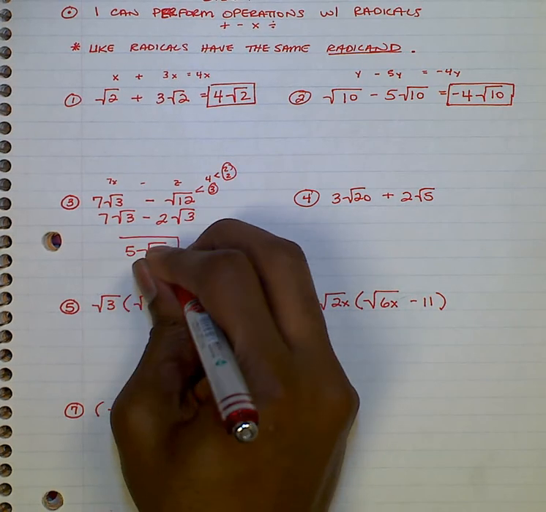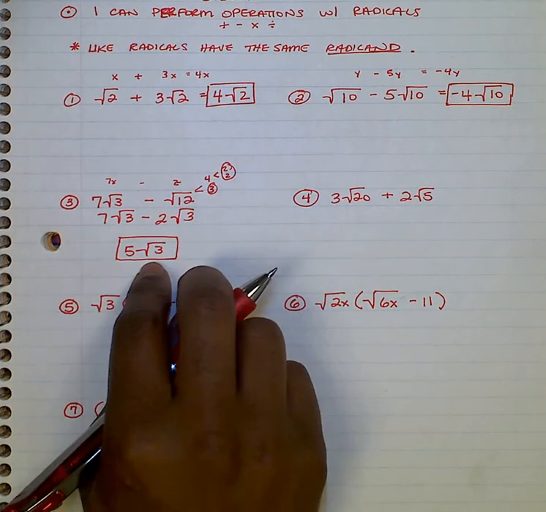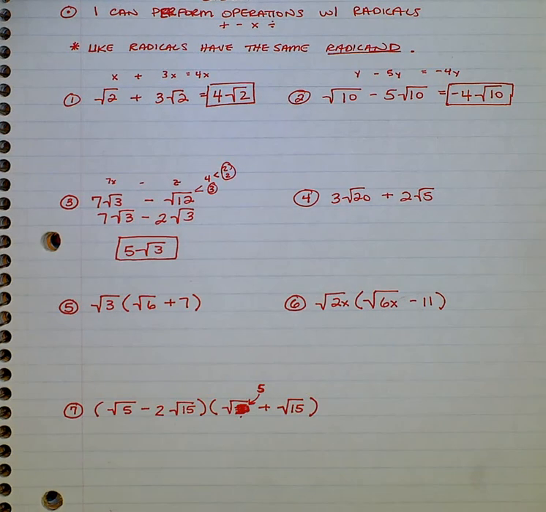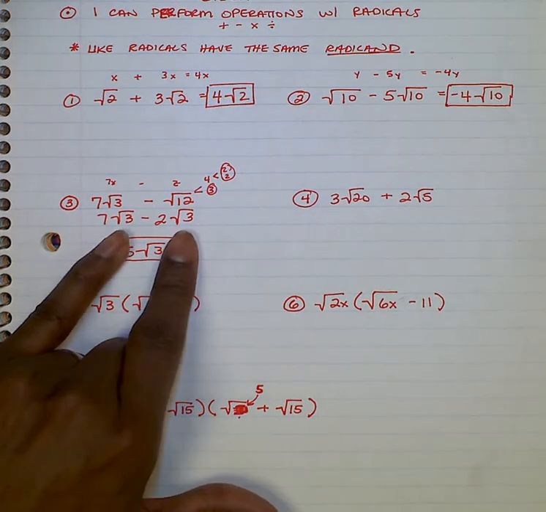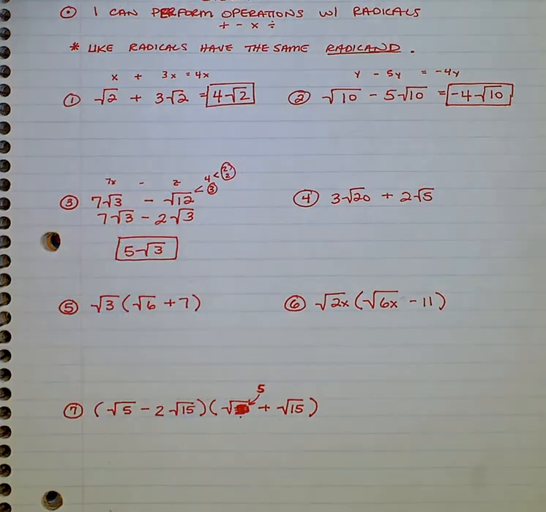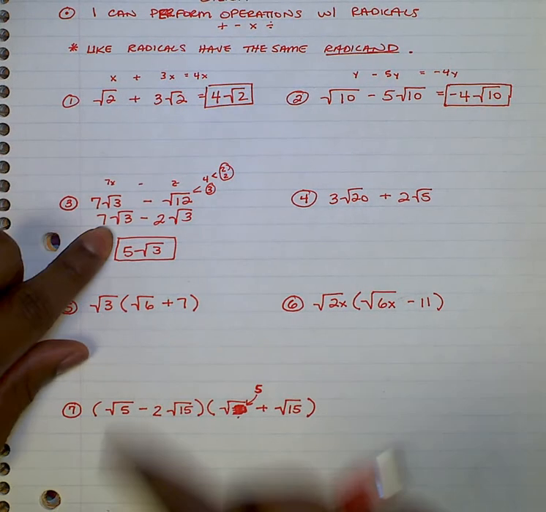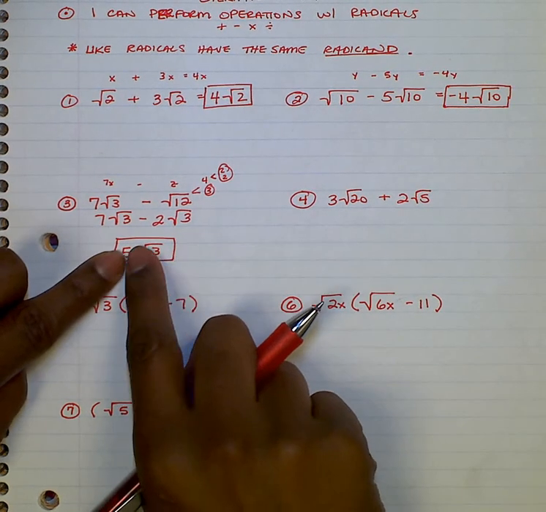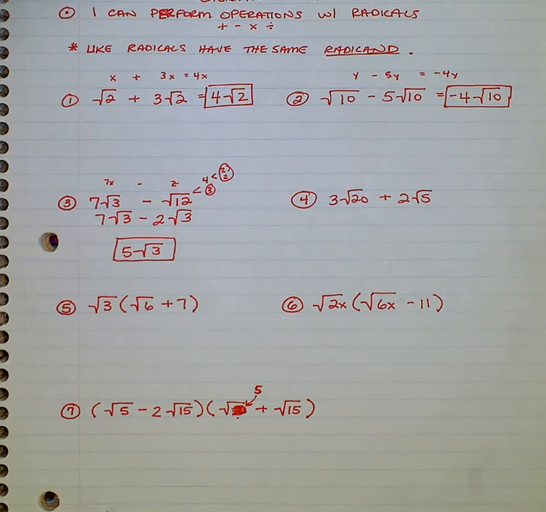Notice that the radicals don't change. They stay the same. Still 5 radical 3's. It's not 5 radical nothings. I need them to be the same because they don't change. If I have 7 pencils and I took away 2 pencils, I have 5 pencils, not 5 nothings.